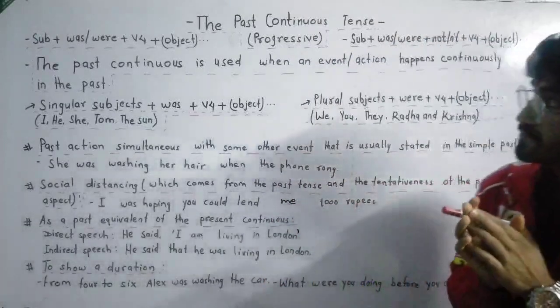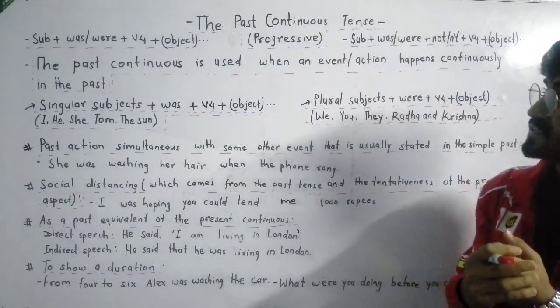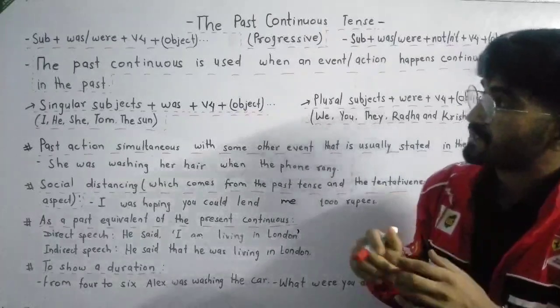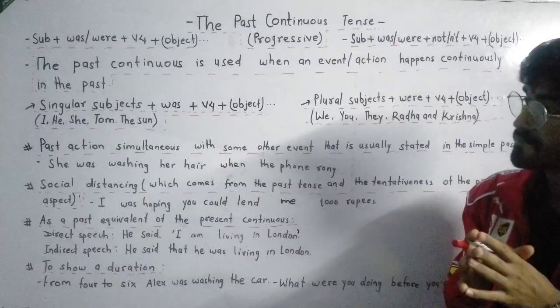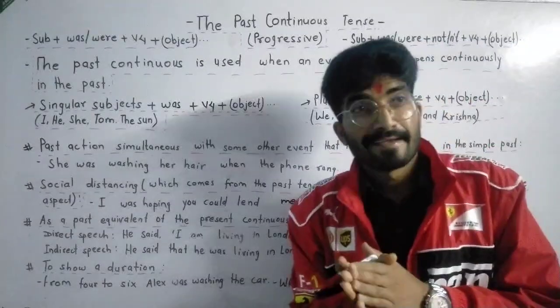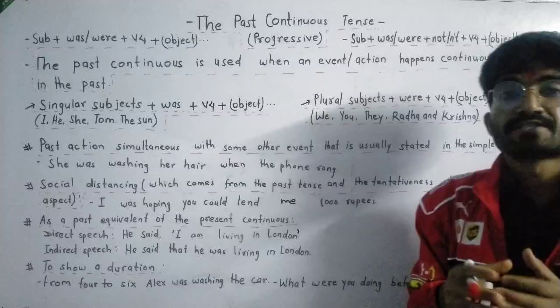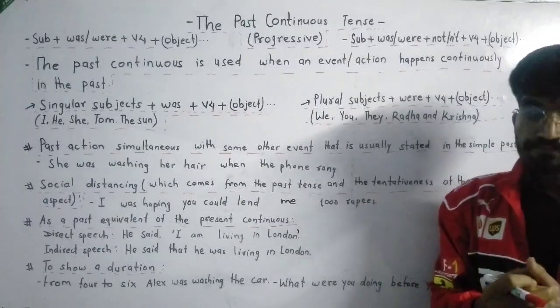So we discussed here the past continuous tense, its structure, its definition, and some examples, and some uses. And in our coming classes, we'll be discussing some aspects, and other aspects.